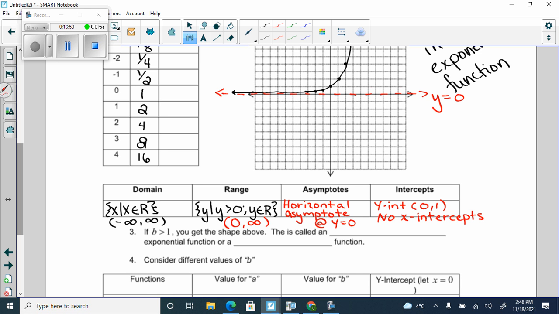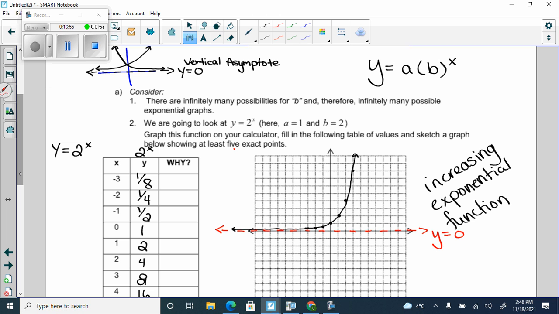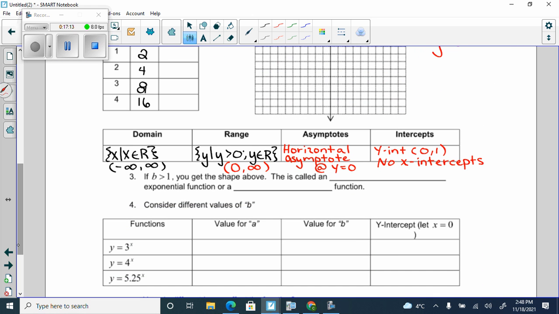Okay. So if b is greater than 1, we did our a. If we have y equals 2 to the x, what was a? A was just 1. I'm going to put it there just so you can see it. A is 1. So b is greater than 1, correct? It's 2. So what happened to my graph? It went up. It's an increasing function. So if b is greater than 1, you get the shape above. This is called an increasing exponential function or a growth.